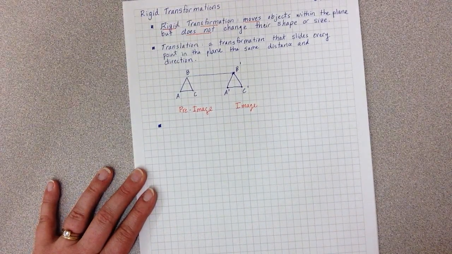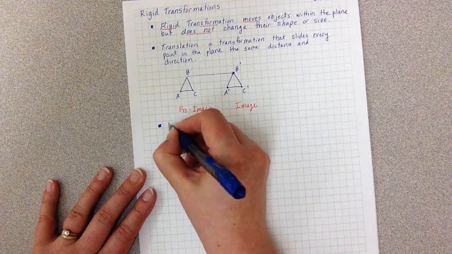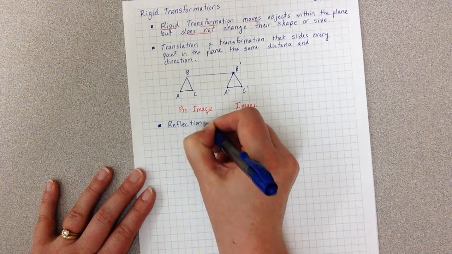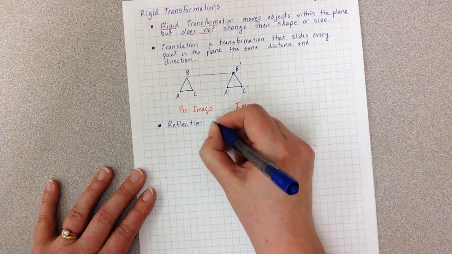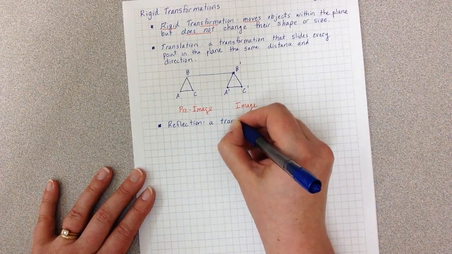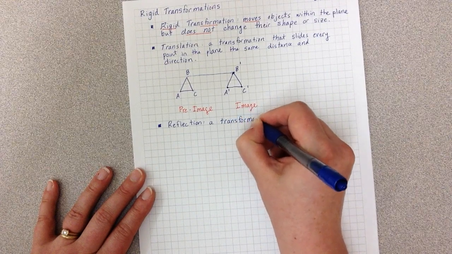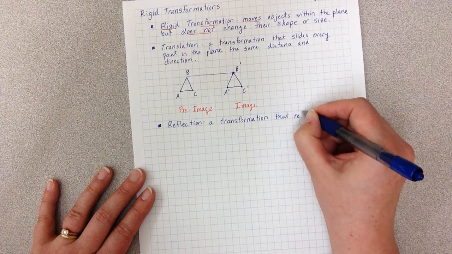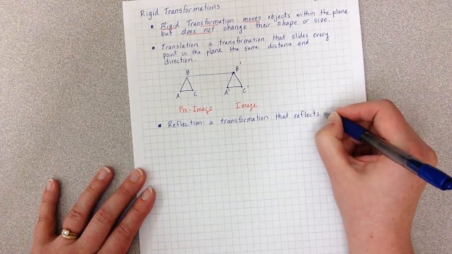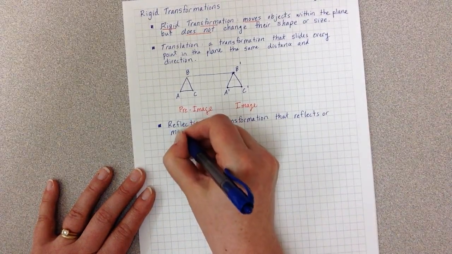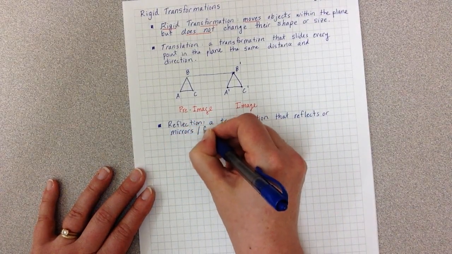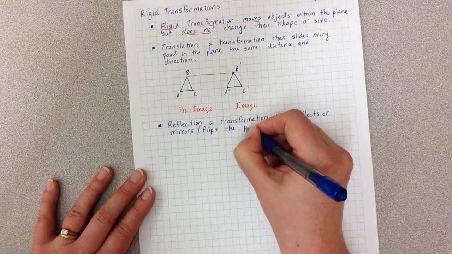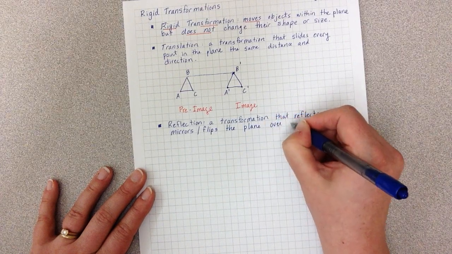Our second rigid transformation is known as reflection. Reflection is a transformation that reflects, or mirrors, flips the plane over a line.